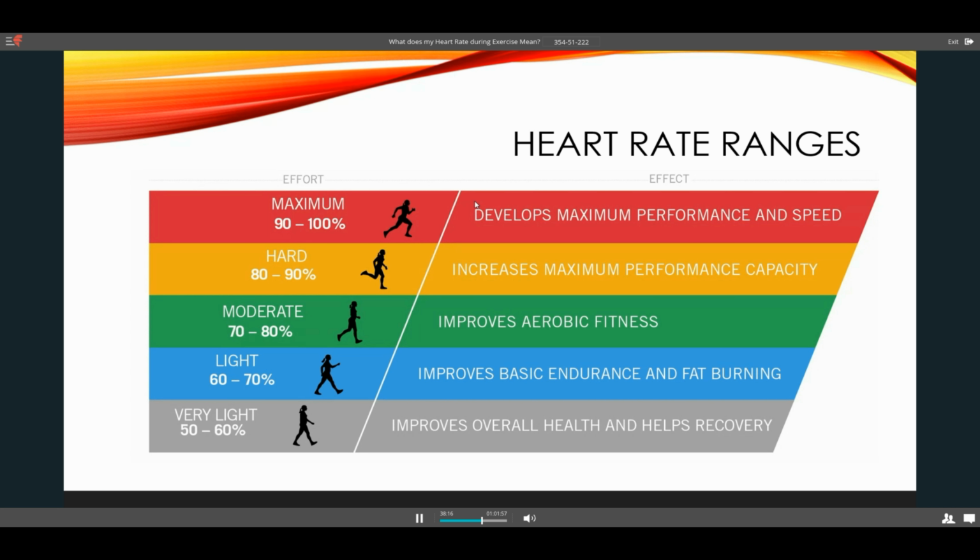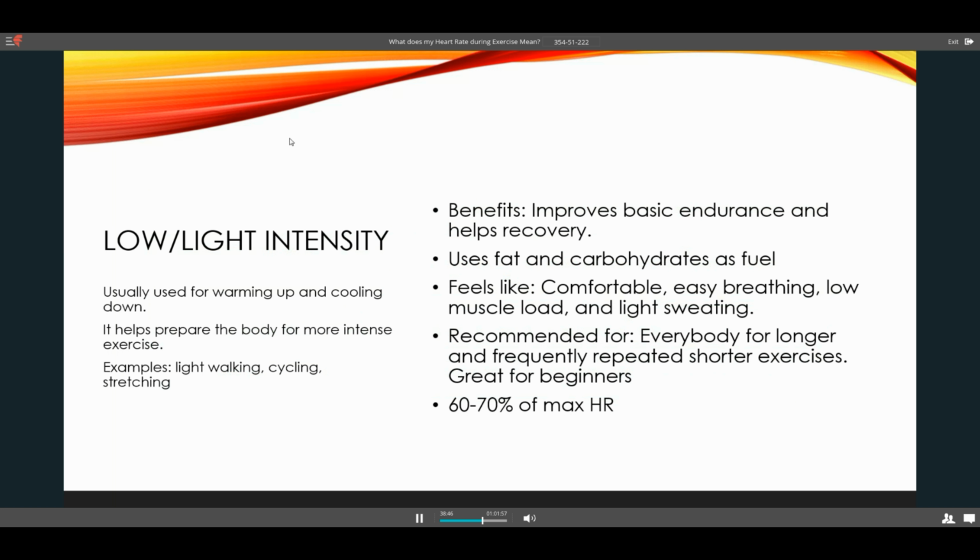Real quick, we'll just give a quick breakdown. Light is going to be around 60 to 70% of your maximum heart rate. Moderate, you're going to be increasing the intensity of the exercise, so it's going to move your heart rate into the 70 to 80%. And then, of course, hard and vigorous exercise is going to place you at about 80 to 90% of your maximum heart rate. Each of them is going to provide different benefits to your cardiovascular system as a whole. So we'll go over those in a little bit more detail.